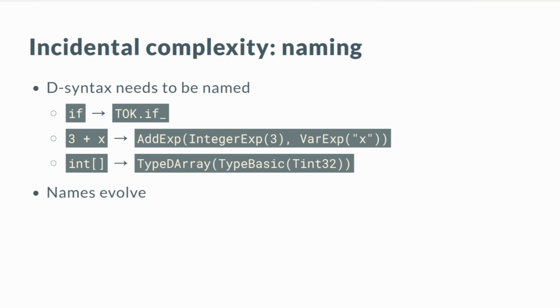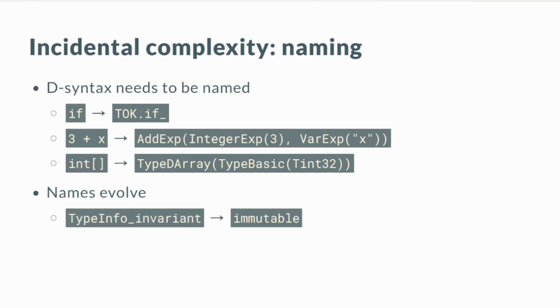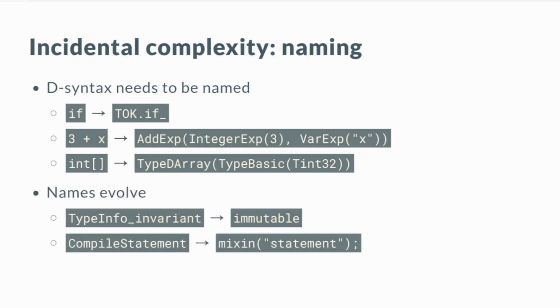Going the other way isn't always obvious either, because names can sometimes evolve. For example, typeinfo invariant has nothing to do with invariants as in contract programming, but is just the old name for immutable, which still hangs around in the compiler internals. And would you guess that a compile statement refers to a string mixin in the position of a statement? The inout type qualifier internally is currently still called wild, as in wildcard, which is also confusing.